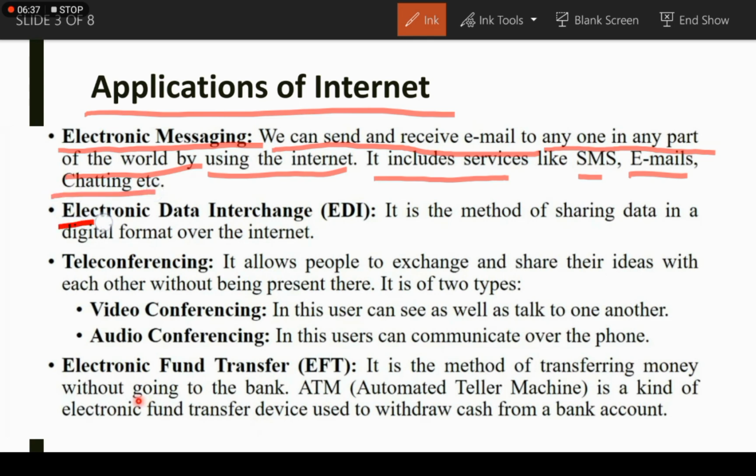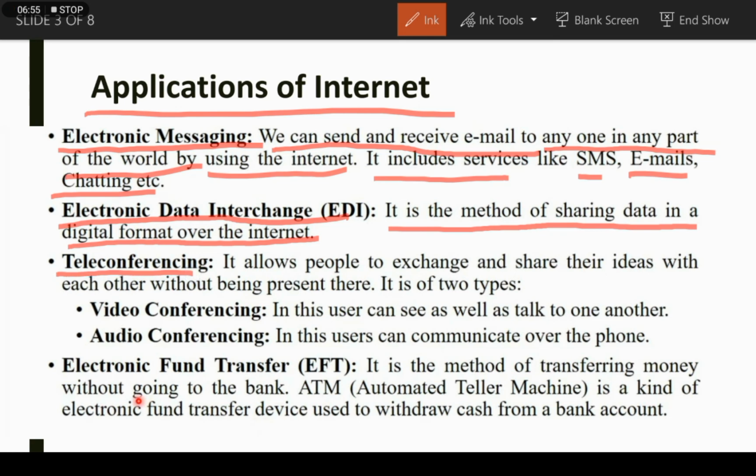The second heading is electronic data interchange. It is the method of sharing data in a digital format over the internet. If you send any data with the help of the internet, then this is called electronic data interchange.